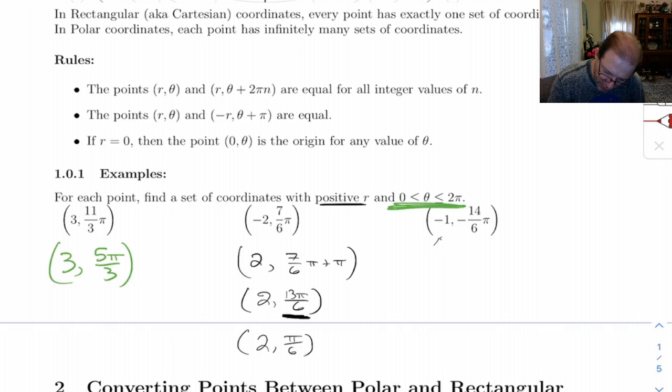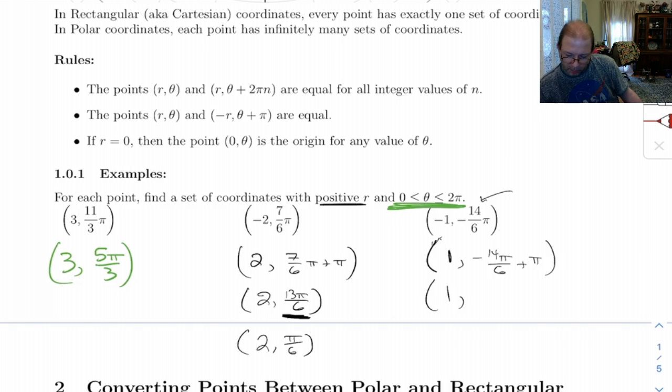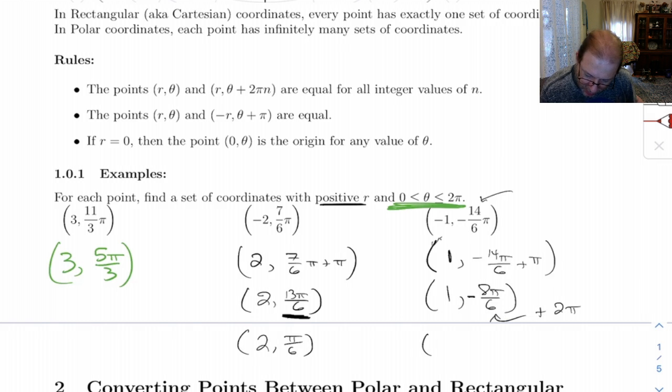And I'm going to do the same thing over here. I'm going to change this -1 to a positive 1. When I do that, I'm going to add π onto here. Minus 14π over 6 plus π. Let's see. Minus 14π over 6 plus π. So that's going to add 6 onto that. So 8π over 6, or I'm sorry, -8π over 6. Now I need to add 2π onto that. So that's 12π over 6. So it's going to be (1, 4π over 6).